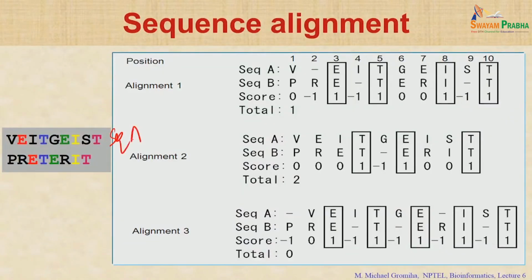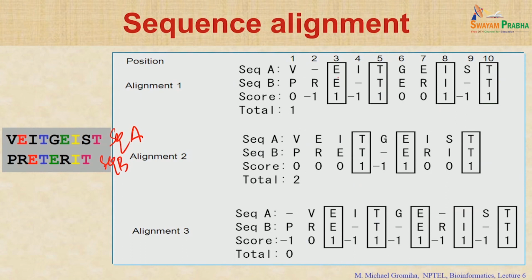Here is sequence B. There are different ways we can align the two sequences. In the first one, I put some gaps in sequence A and sequence B. In the second alignment, there is no gap in sequence A, but some gaps in sequence B, and in the third one we introduce gaps together. So, we take one example.